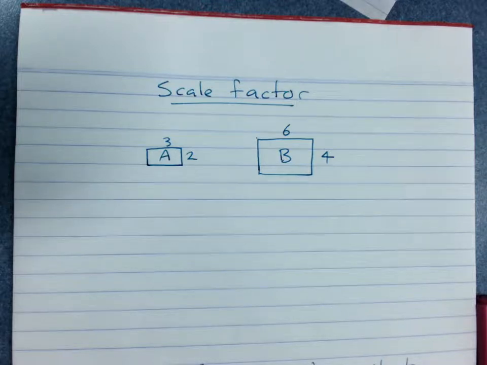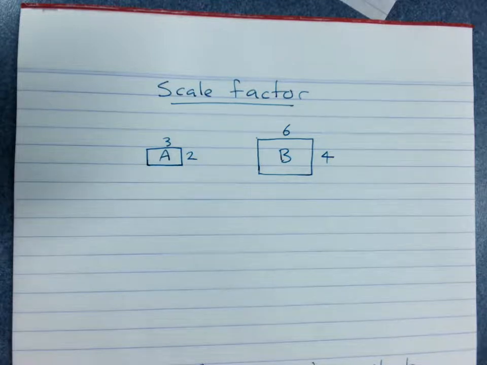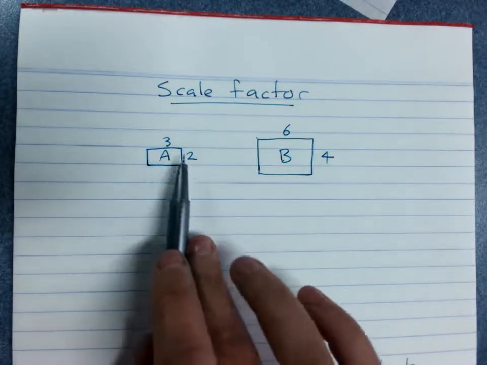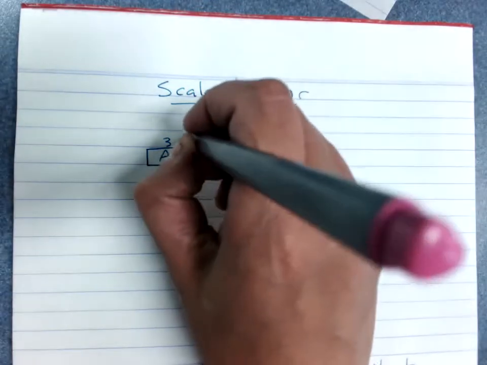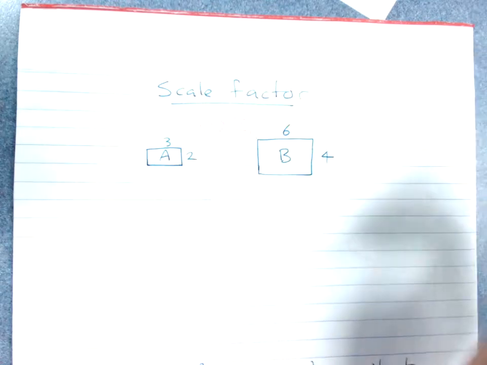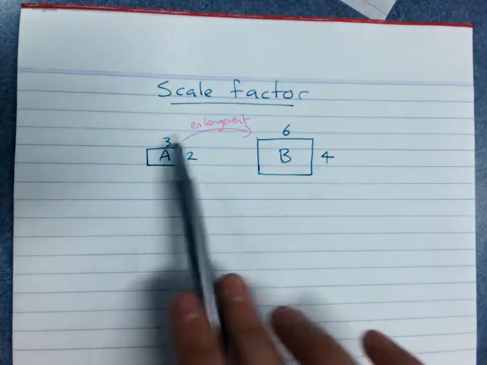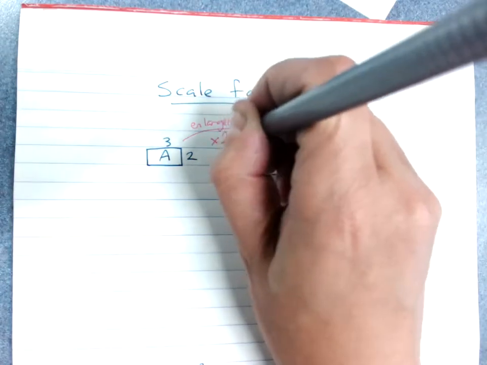Scale factor. In similar shapes, the scale factor is the number that the sides on a shape have been multiplied by to scale it up, enlargement, or scale it down, reduction. So if A was our original shape and it had been enlarged to this copy, A to B would be an enlargement, then obviously for that we have multiplied by 2, so the scale factor is 2.